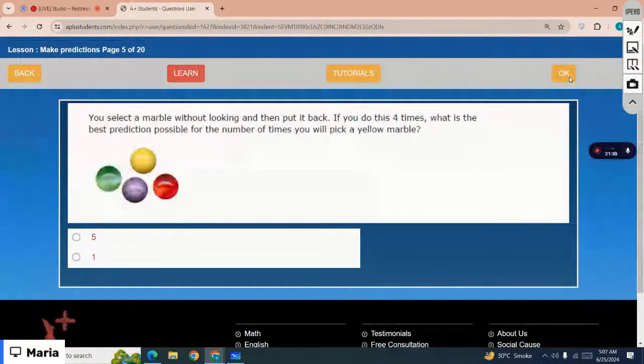You select a marble without looking and put it back. If you do this 4 times, what is the best prediction possible for the number of times you will pick a yellow marble? Which is the correct option? The correct option is 1. You have only one yellow marble, right? And you did that 4 times. So 1 out of 4 times 4 equals 1. There is only one possibility, right?